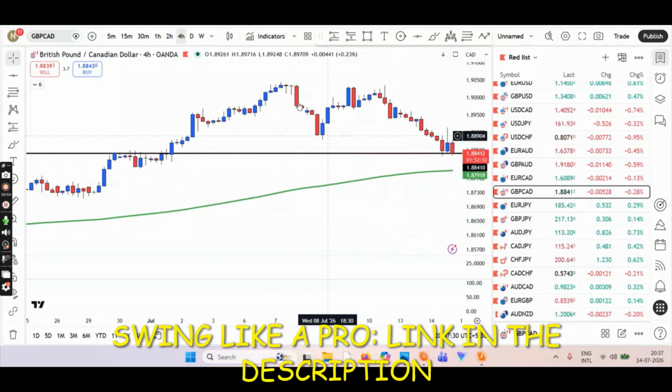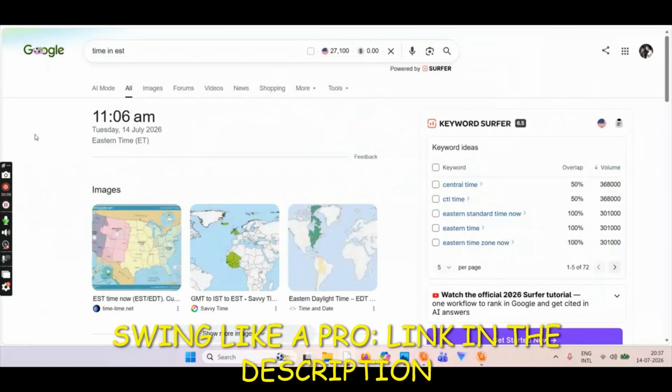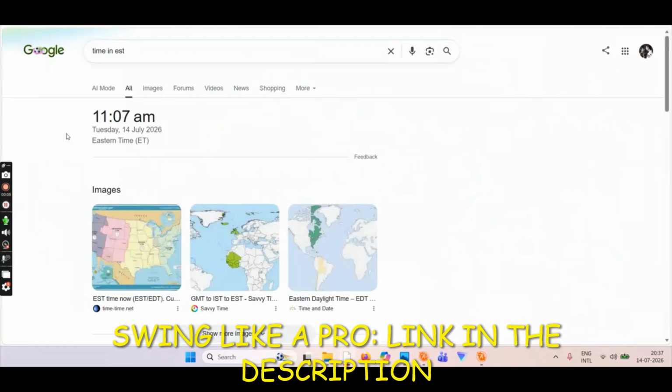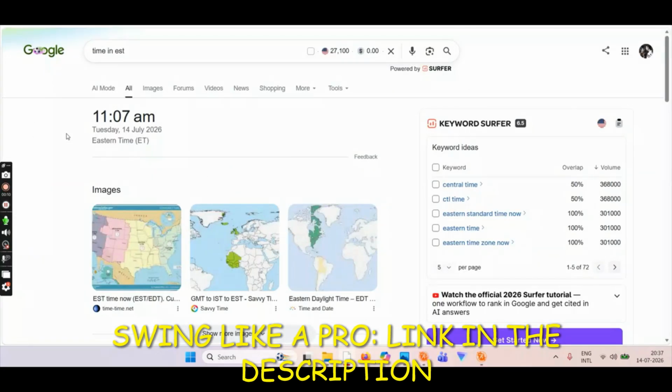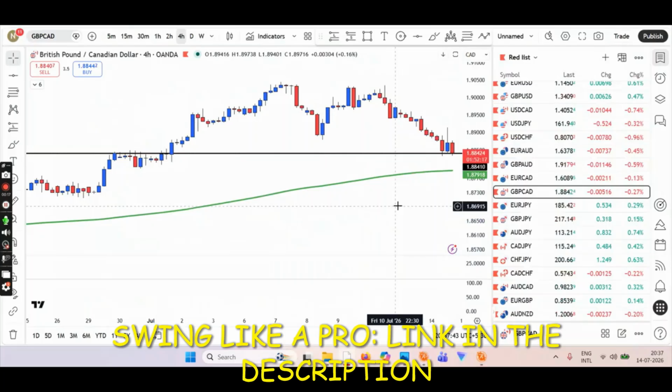So let's check the date and the time right here. I'm gonna refresh it. Currently it is 11:07 a.m., Tuesday 14th of July 2026 in EST. And I think we took this trade maybe last week. I don't remember. So you can check when we took the trade in the first part of the video.